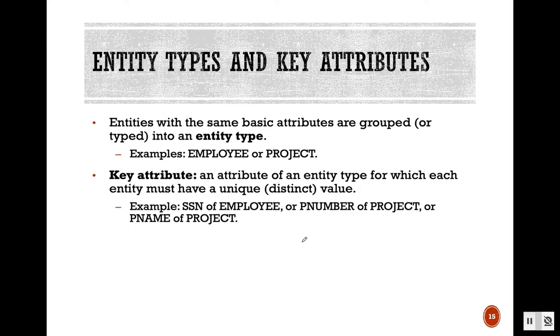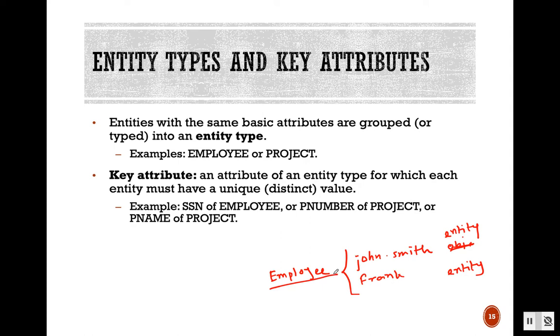If we have entities with the same basic attributes, they can be grouped together into the same entity type. So let's see, in your system you have John Smith and you have Frank. John Smith is an object, or in an entity relationship diagram we say he is an entity. Frank is also an entity. They are both entities of the same type, employee. So entities with the same attributes can be grouped together into an entity type.